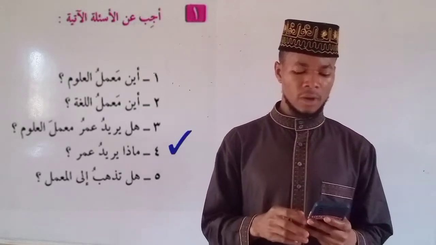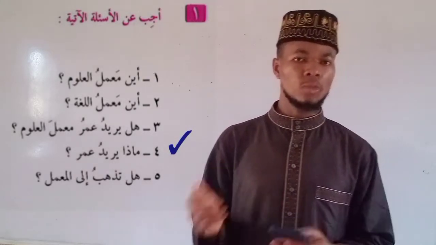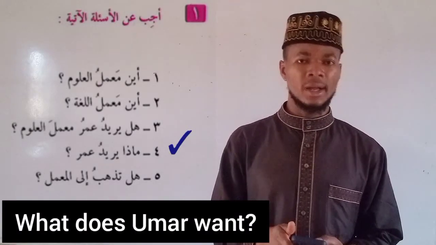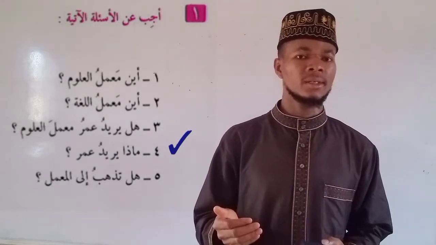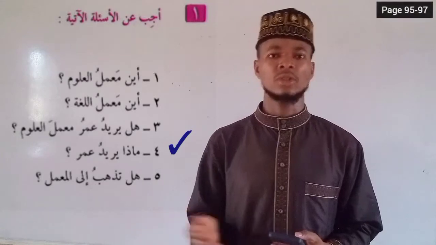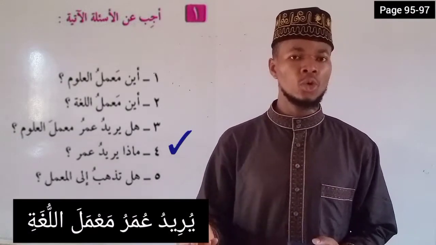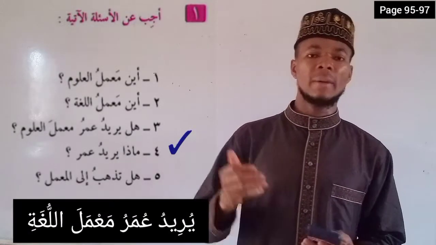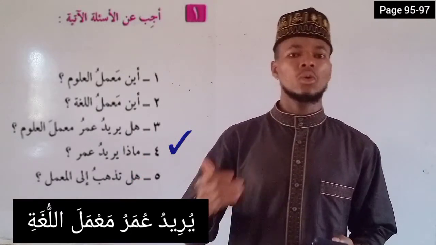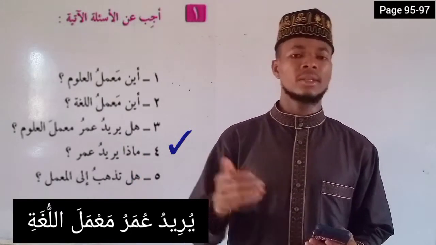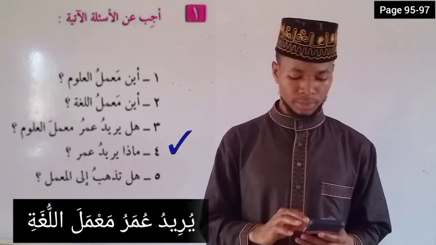So question 4 we have ماذا يريد عمر? What does Umar want? So Umar wanted the language laboratory. So here we see يريد عمر معمل اللغة. Umar wants the language laboratory.